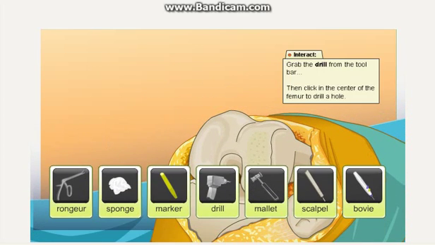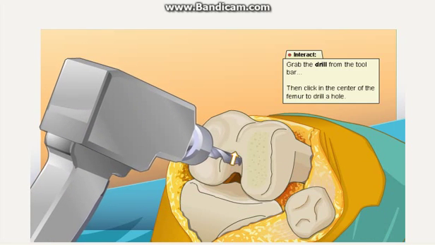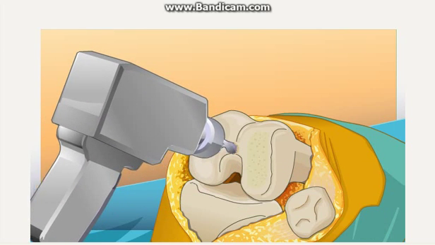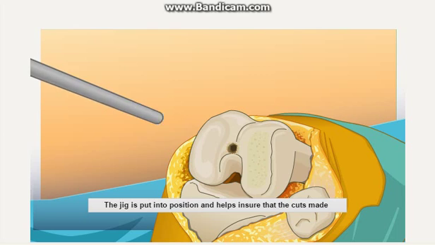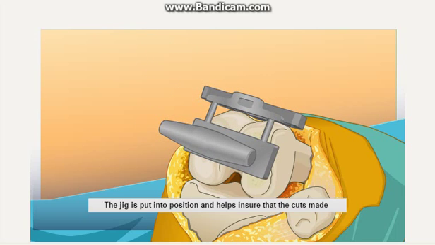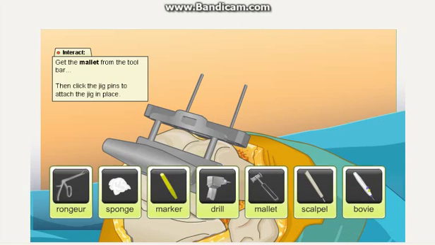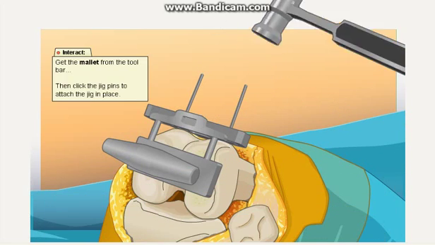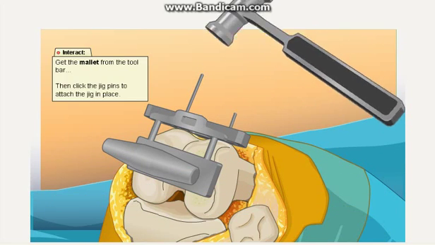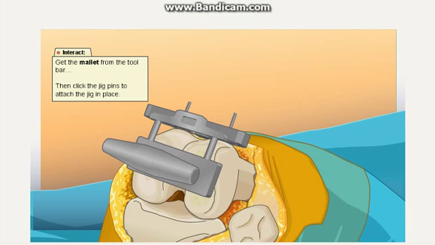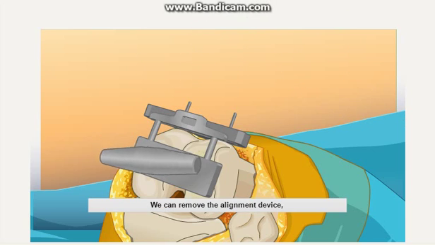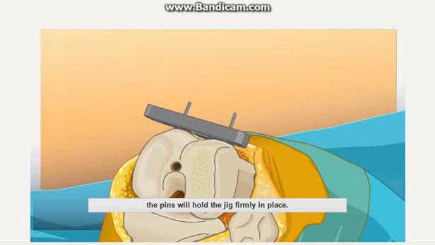A hole must be drilled inside the femur to set up the distal femoral cutting jig and alignment device. The jig is put into position and helps ensure that the cuts made to the bone are exactly what are needed. Now hammer in the pins to hold the jig. We can now remove the alignment device. The pins will hold the jig firmly in place.